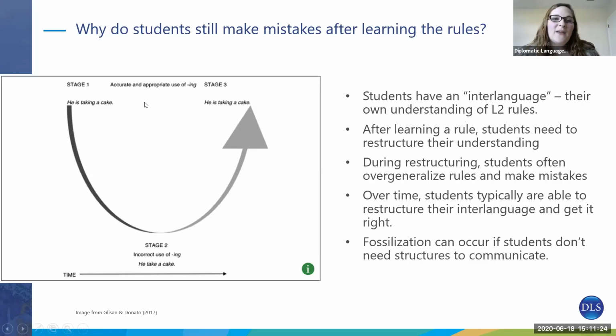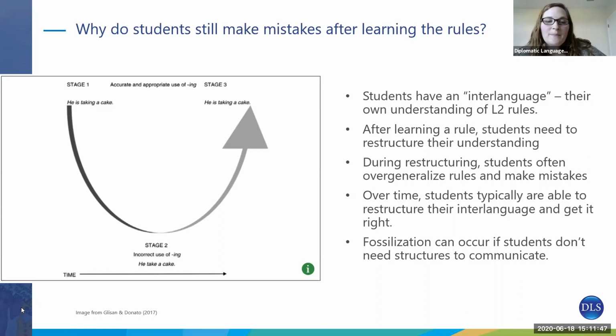So here they have, he is taking a cake. And then as they're in the process of restructuring, they might not use the ing correctly and they just say, he take a cake. So they're trying to reconcile what is in their head with the rules that they've learned. And that can be kind of a messy process.